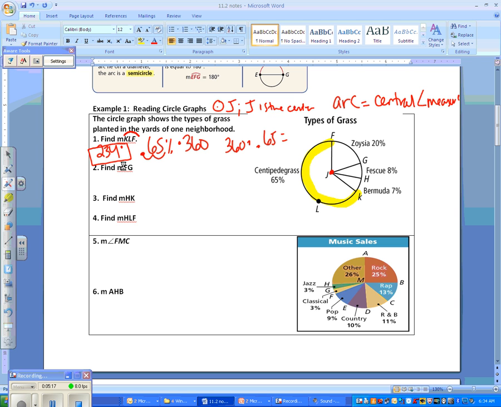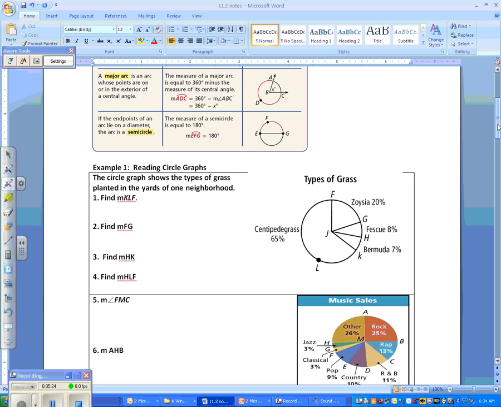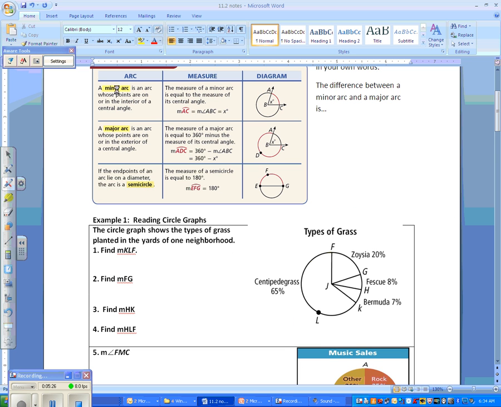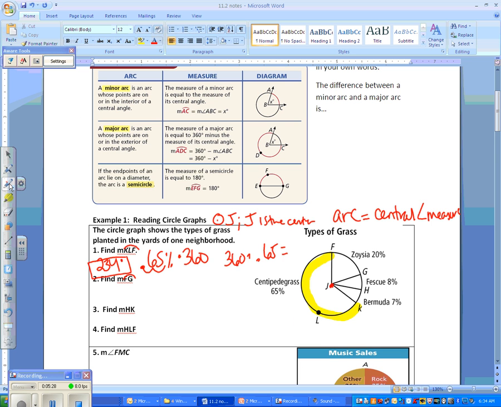Okay, same thing for here. Find the measure of arc FG. And if you notice, this one only has two letters instead of three. A minor arc only has two letters because it's telling you it's smaller. A major arc always needs to have three, and that tells you that you need to go around and it's going to be bigger. So you're looking at this one, minor arc FG.